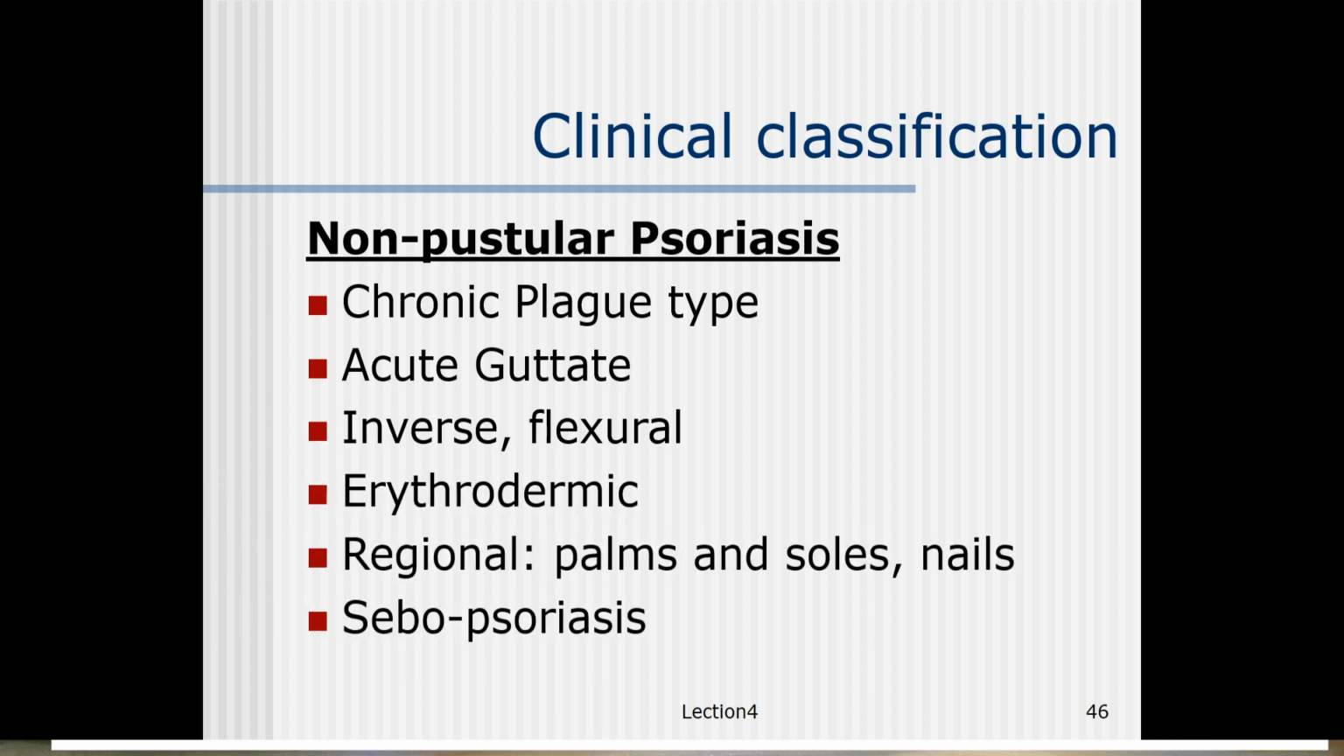Non-pustular psoriasis: chronic plaque type, acute guttate, inverse flexural, erythrodermic or erythroderma psoriatic, regional, palms and soles, nails, and sebopsoriasis.